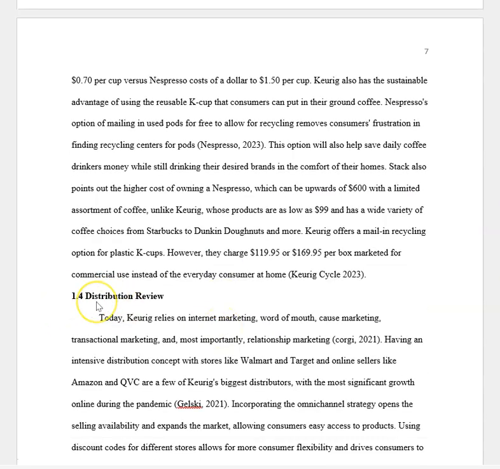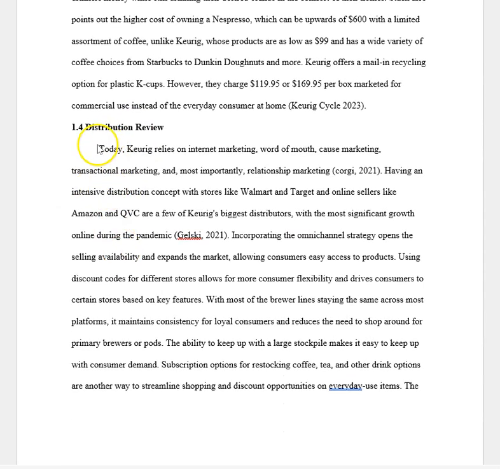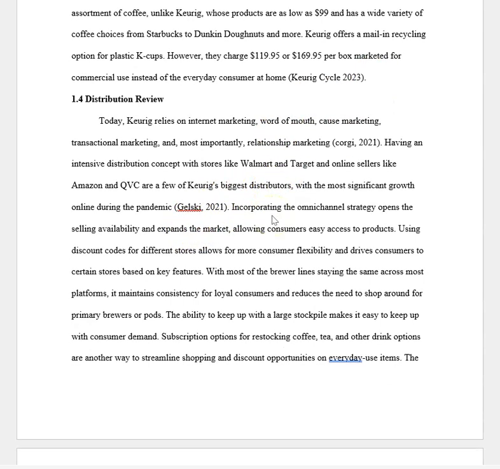Another level 2 heading where they're talking about distribution. And again, you notice all these paragraphs are indented, and they did a nice job citing their sources along the way.